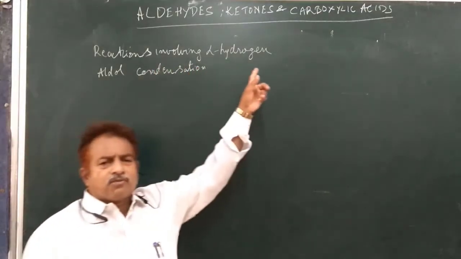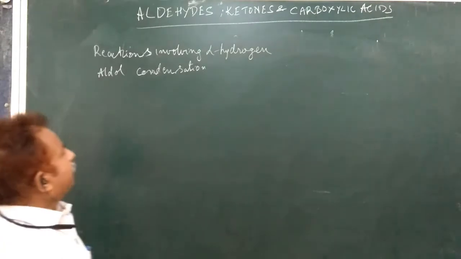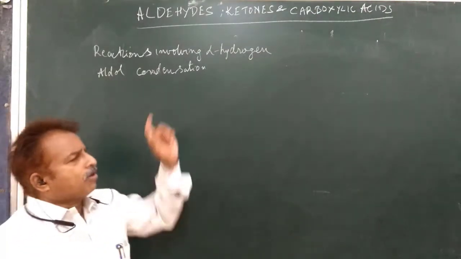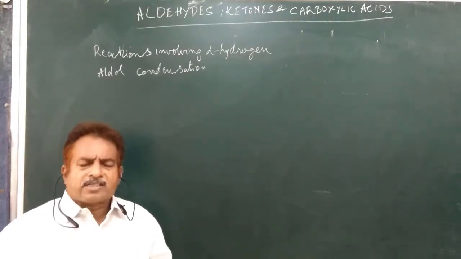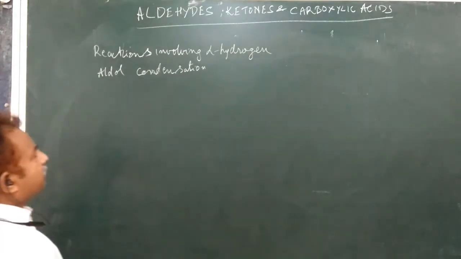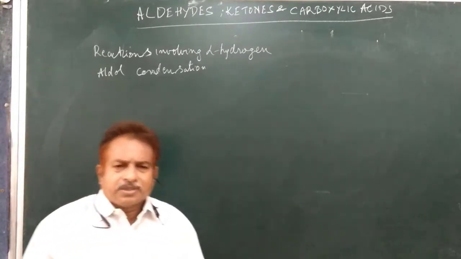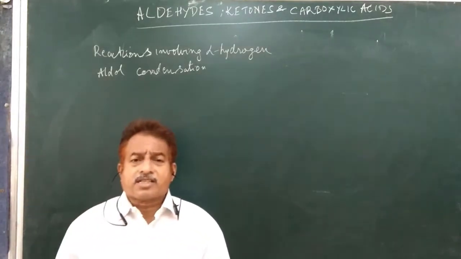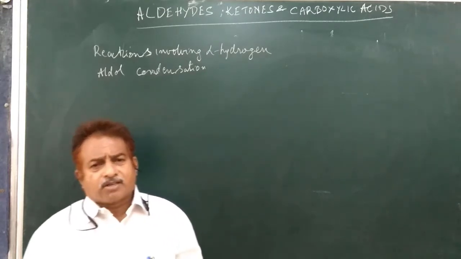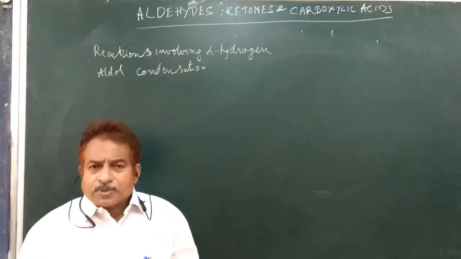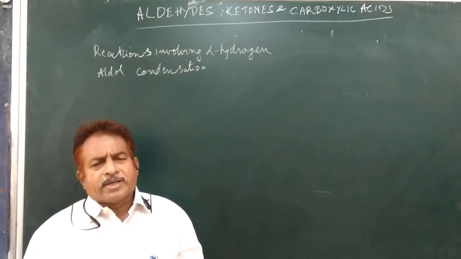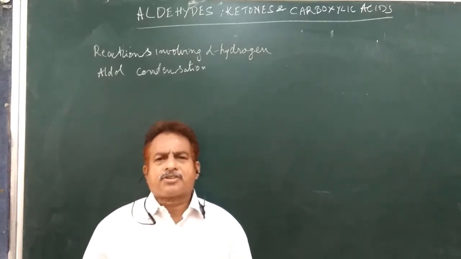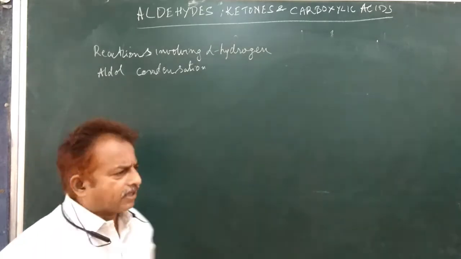Now let us see the reactions involving alpha hydrogen, aldol condensation. Let us see this aldol condensation with an example. What is aldol condensation? Aldehydes and ketones having at least one alpha hydrogen undergo condensation in the presence of dilute alkali to form beta hydroxy aldehyde or ketone. So this reaction is known as aldol condensation.